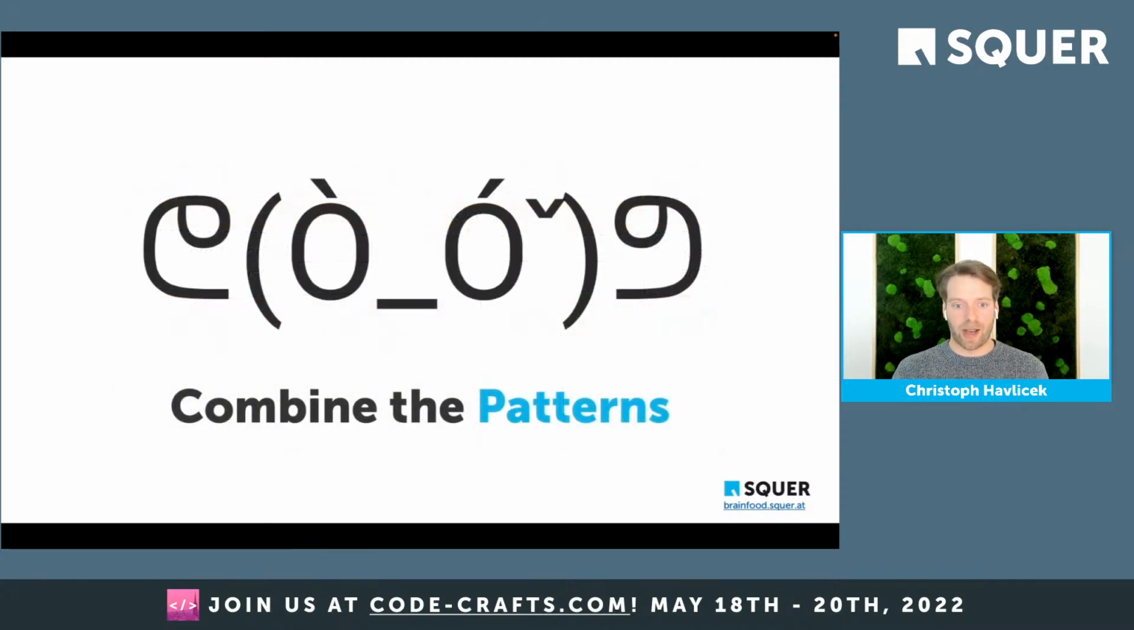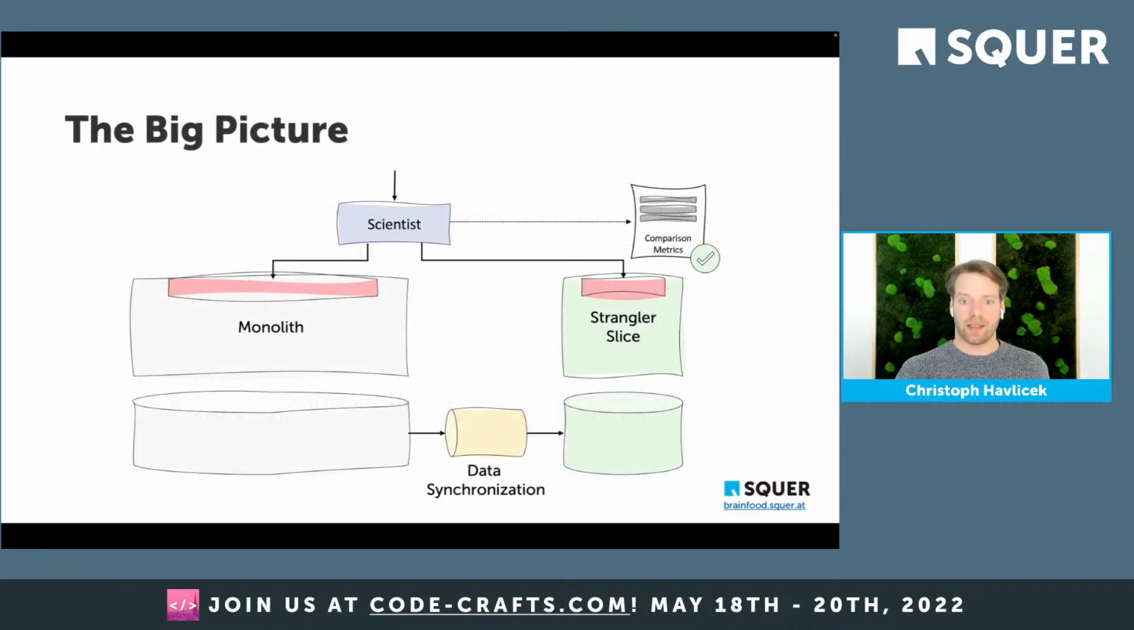So now we want to combine all these patterns to form our big picture. Here we see the patterns that I just presented to you. We can extract logic through our strangler slice. We provide the data for the strangler slice through data synchronization, and we track and compare the results of our strangler implementation continuously through the scientist pattern.